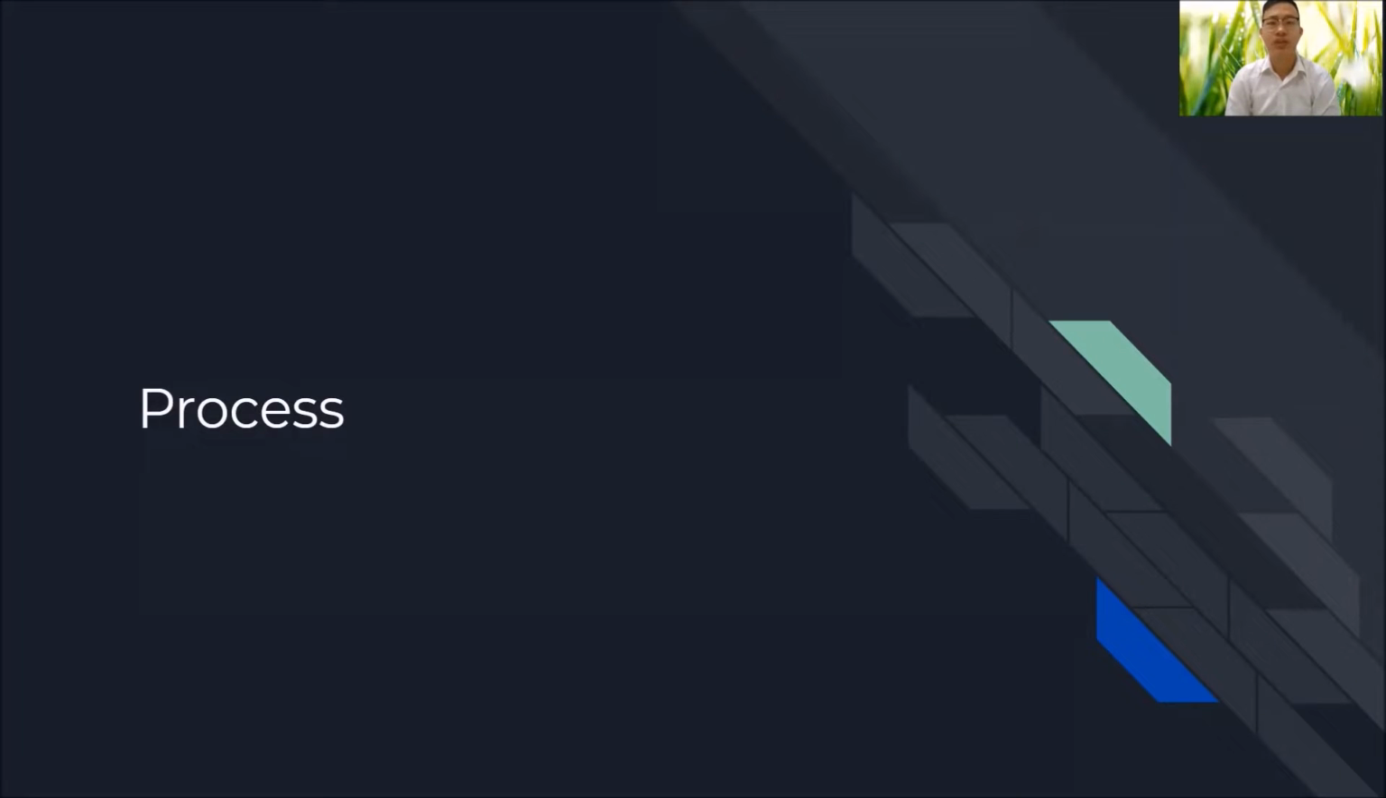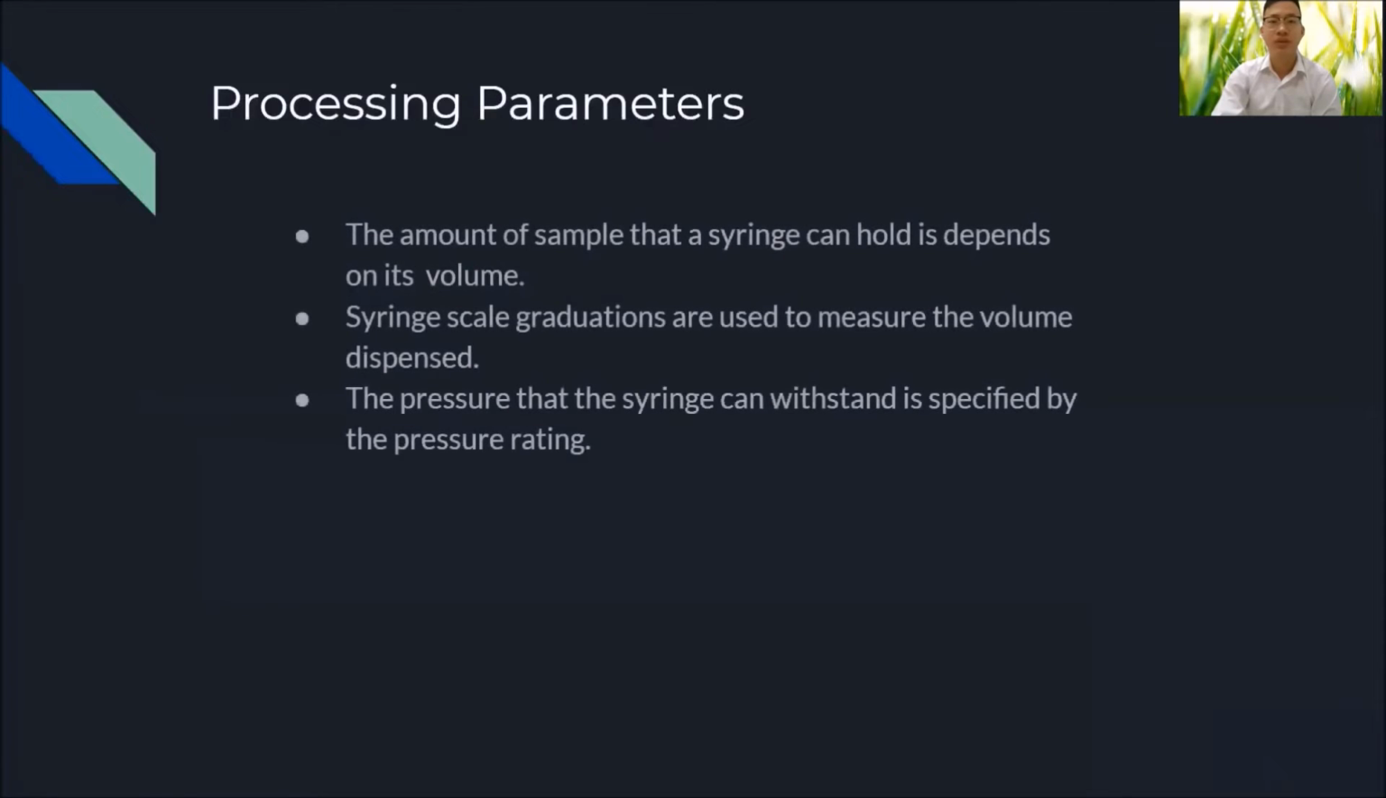And now I would like to present my part, which is process and flowchart. Processing parameters. The amount of sample that a syringe can hold depends on its volume. Syringe scale gradations are used to measure the volume dispensed. The pressure that the syringe can withstand is specified by the pressure rating.